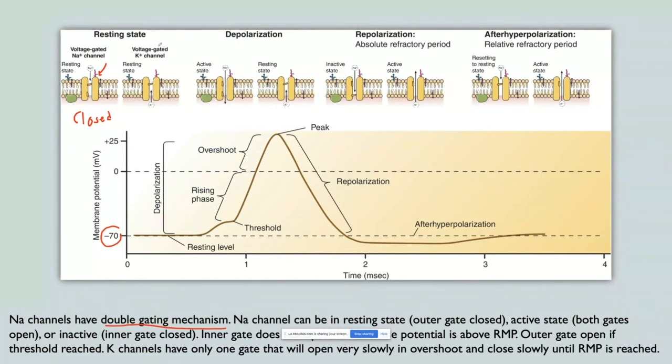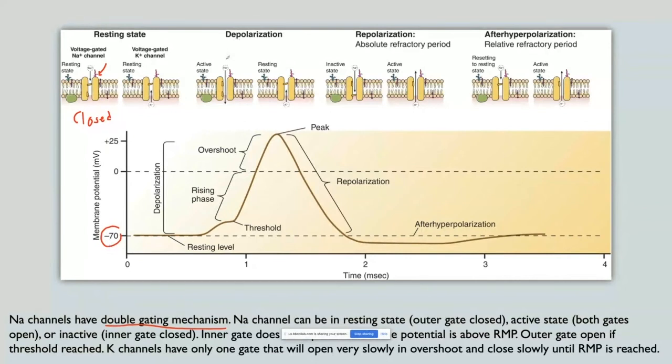The voltage-gated potassium channels have a single gate. In this case, at rest, they are closed, so potassium cannot move out. That's what maintains the difference, the steady state.